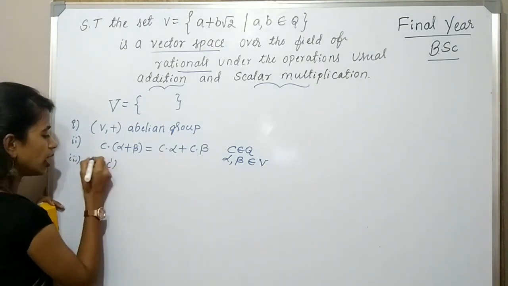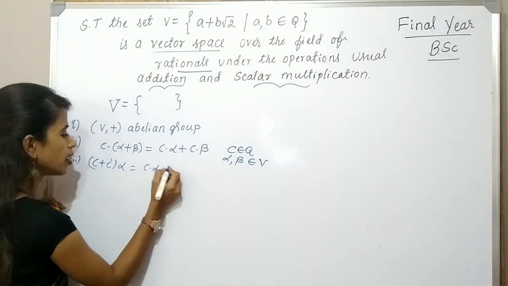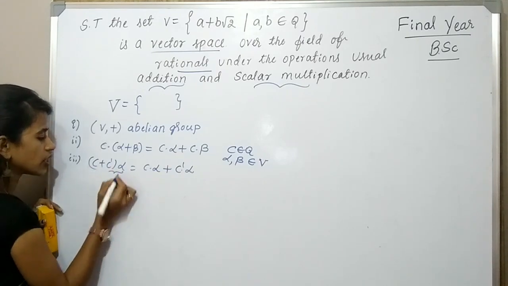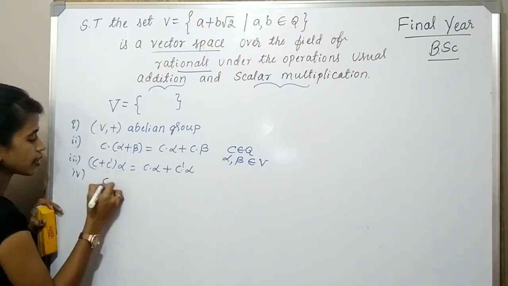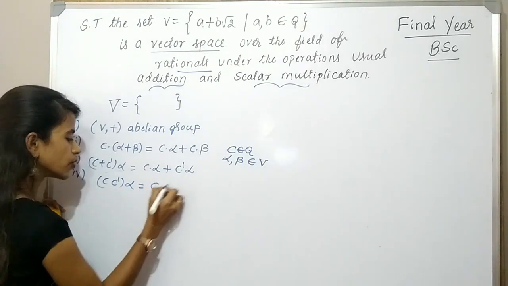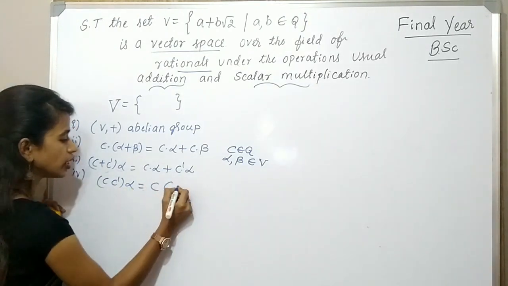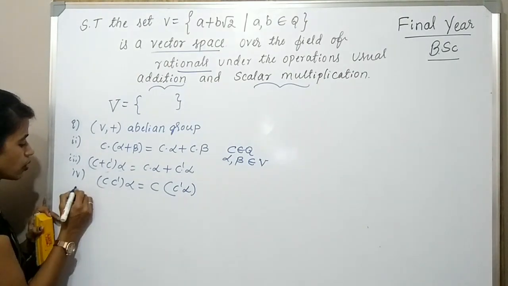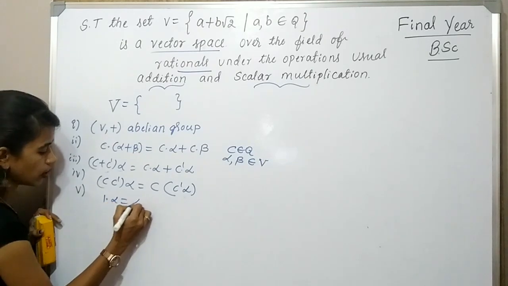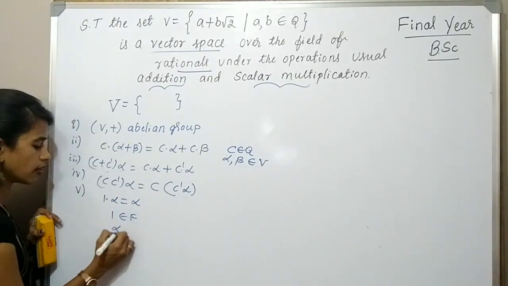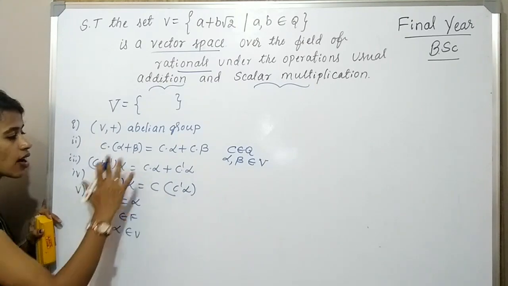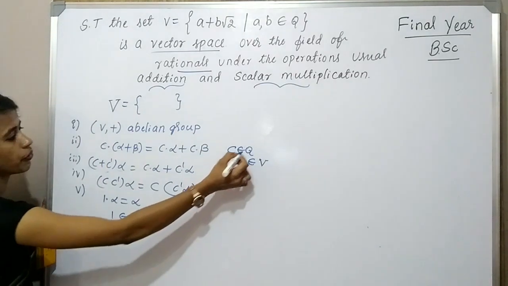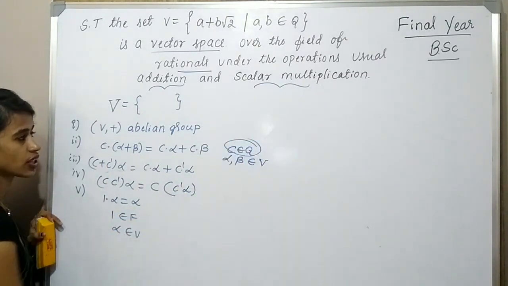Next, third one is what? (c plus c dash) into alpha is equal to c dot alpha plus c dash dot alpha. Okay. So fourth one is (c c dash) into alpha is equal to c into (c dash alpha), taking the bracket to these two elements. Okay. So that is the associative law. So last one is 1 dot alpha is equal to alpha itself, where 1 belongs to F and alpha belongs to V. Here alpha, beta, gamma all belong to V, and c, c dash all belong to the field Q, the rational numbers. Okay.